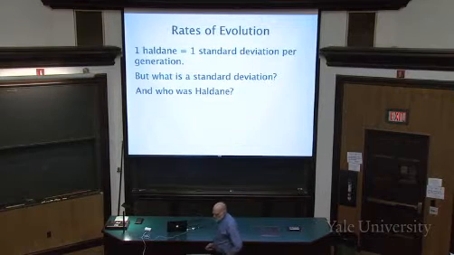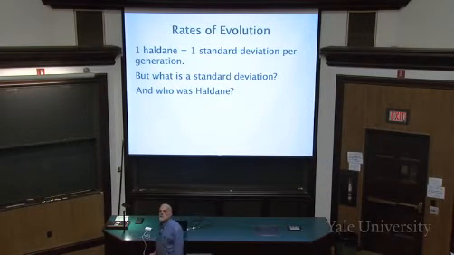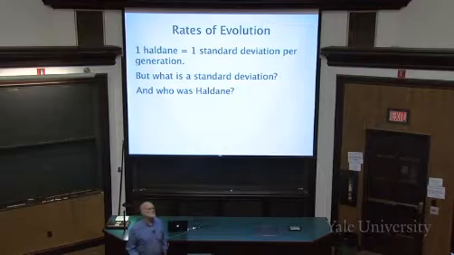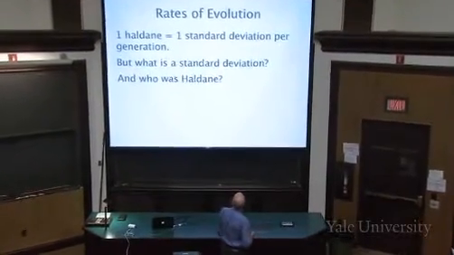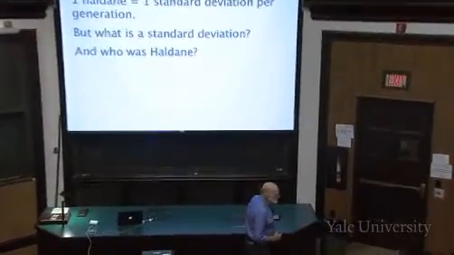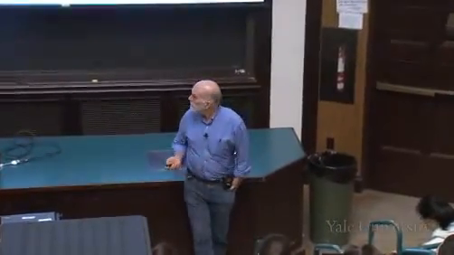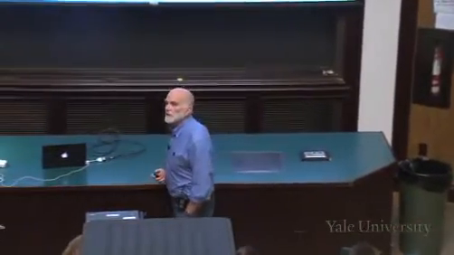Now, how do we measure it? Well, currently, and there's been a bit of controversy about this, but currently, the preferred unit of measurement is a Haldane. And a Haldane is a change in the mean value of the population by 1 standard deviation per generation. So I'm going to tell you what standard deviation is, and I'm going to tell you who Haldane was.